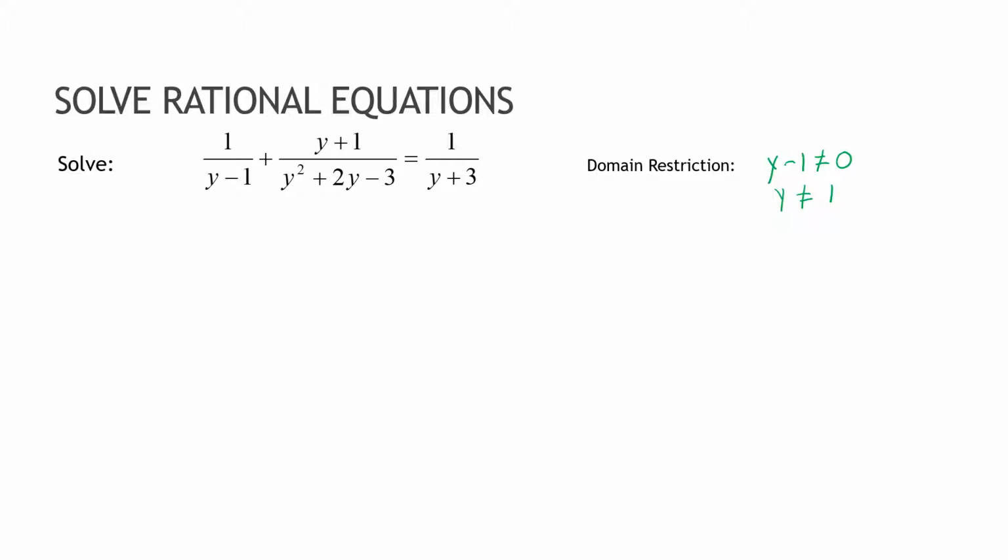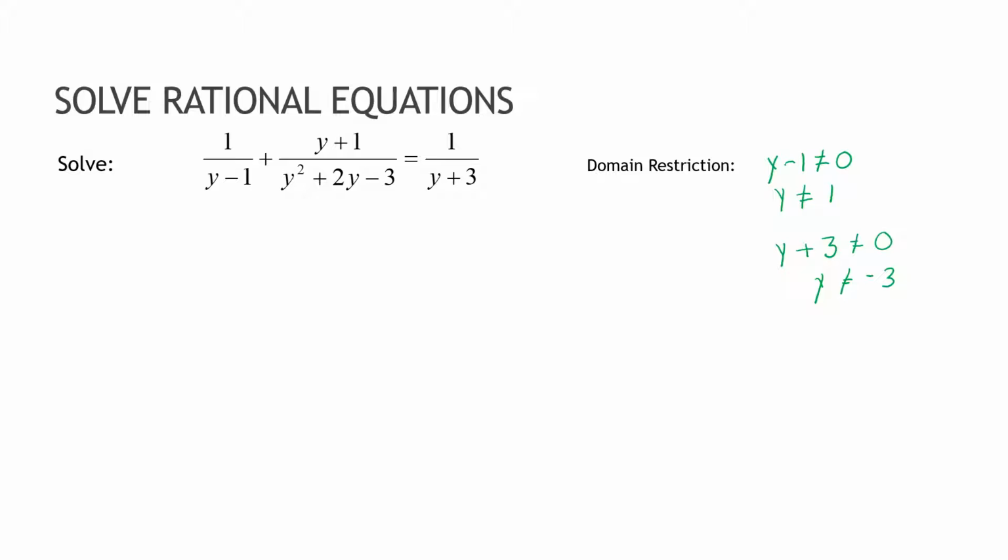And then I'm going to skip over that more difficult one for just a second. And I'm going to look at y plus 3 and make sure that does not equal 0. And then I'm going to subtract 3 from each side. And I get y cannot equal negative 3.